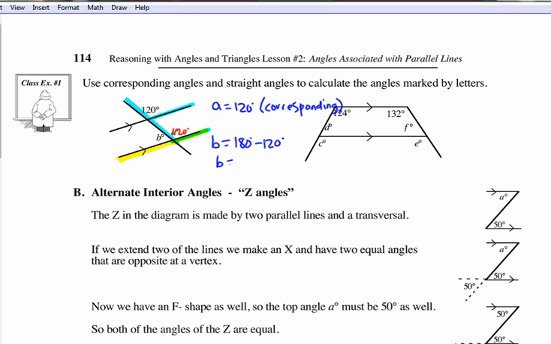And why is that? So in brackets we're going to write because it's a straight line, so straight angle. So 60 degrees for angle B. Okay, let's look at the next guy.